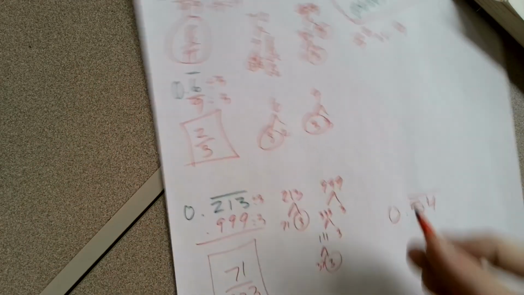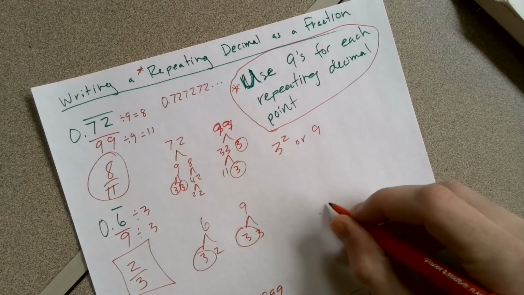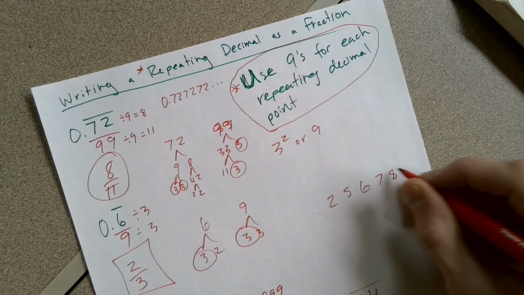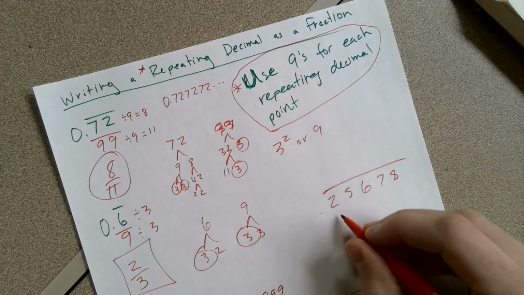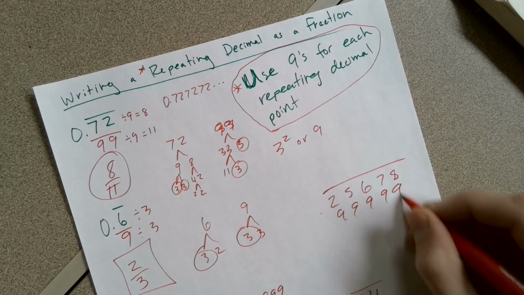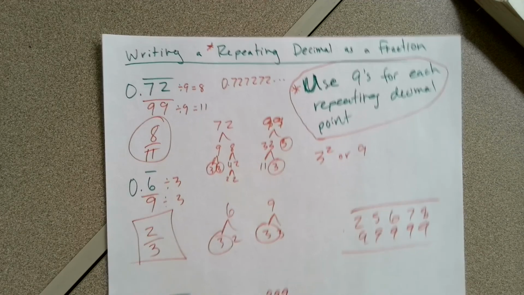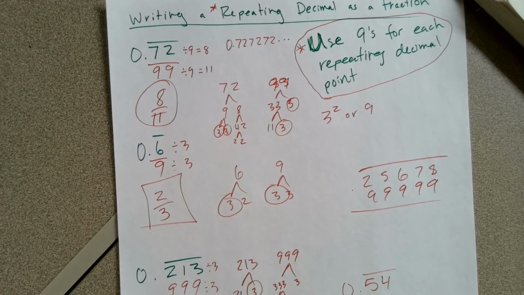9's. If you had a repeating decimal that was something like this, 2, 5, 6, 7, 8, that was all repeating, then we'd go by this many 9's. If we have just that 1, then we divide just by that 1 9. For the rest, you do it the exact same way.